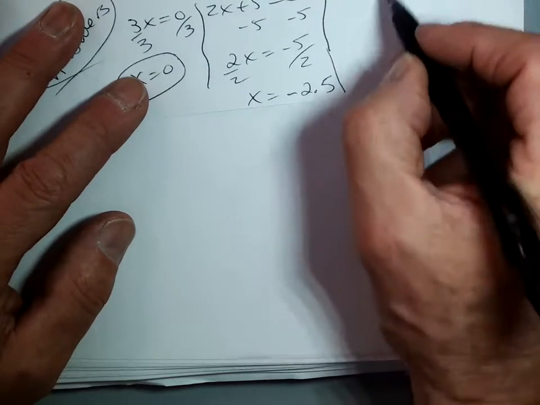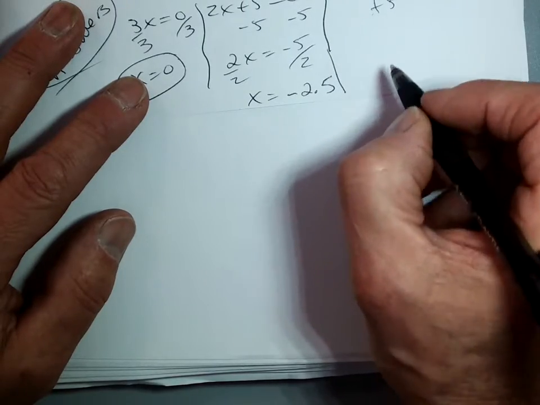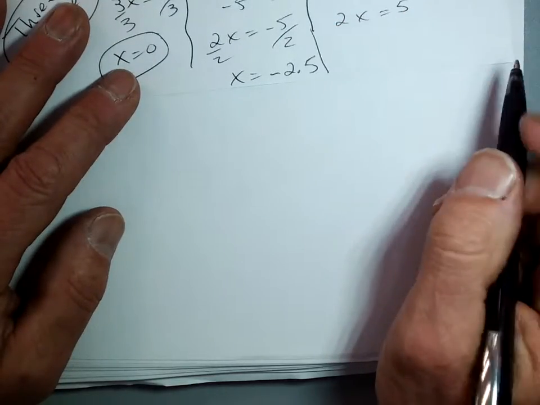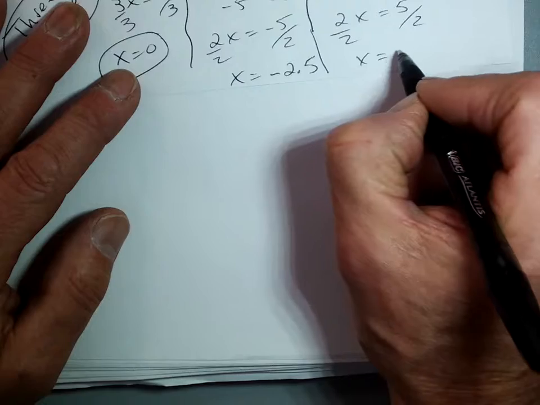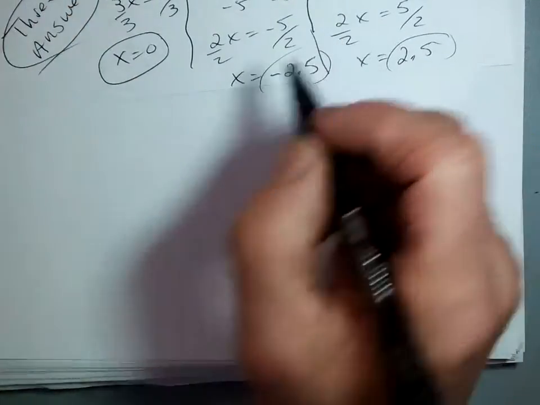My third answer, same thing, plus 5, 2x equals 5. Divide by 2, and I get x equals a positive 2.5. And I got 3 answers.